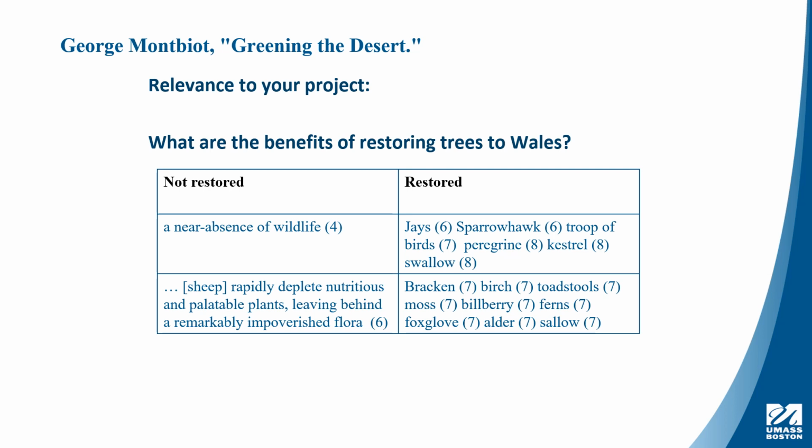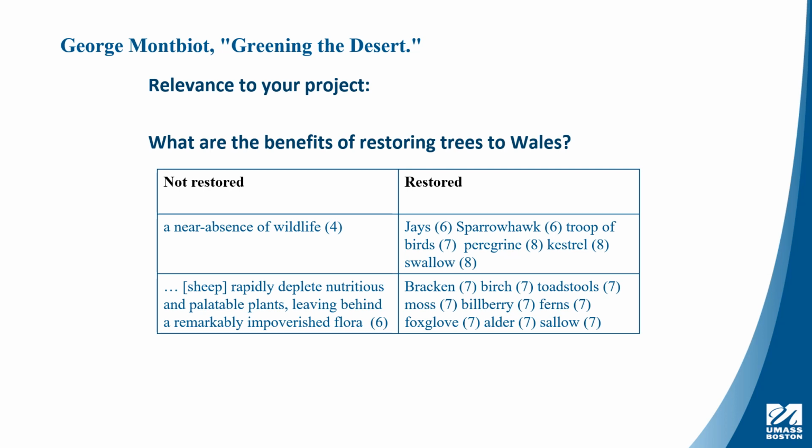Similarly, on page 6, Montbiot writes that, quote, "sheep rapidly deplete nutritious and palatable plants, leaving behind a remarkably impoverished flora." And by the way, the word flora is a scientific term that means all plants in the region. So he's saying that the number of different kinds of plants is impoverished or reduced. There are still a lot of plants, but there's only a few kinds of plants.